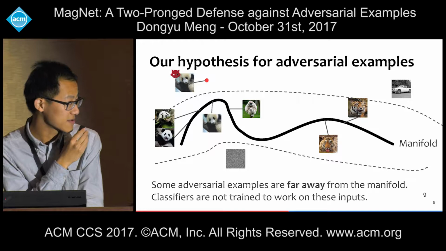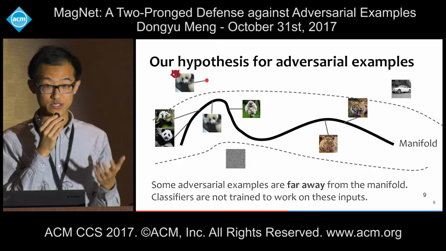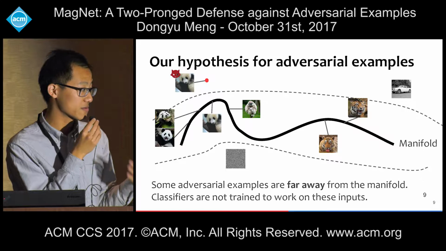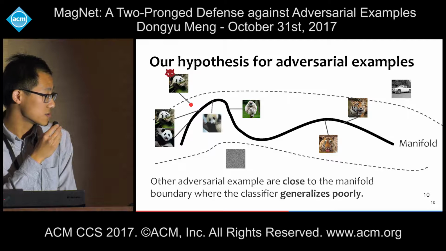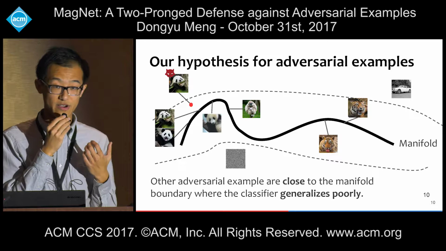All right, with this, I now give our hypothesis for why adversarial examples exist. First, some adversarial examples are far away from the manifold, so the classifiers are just not trying to work well with this input, so they simply fail. Also, there are other adversarial examples that are close to the manifold, but the classifier does not generalize well to these areas, so they also fail.